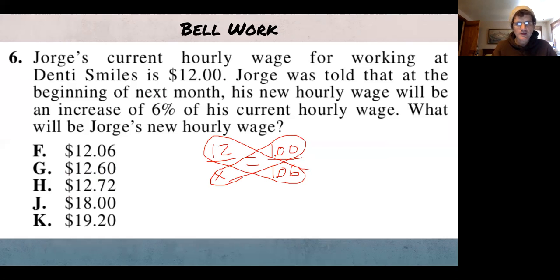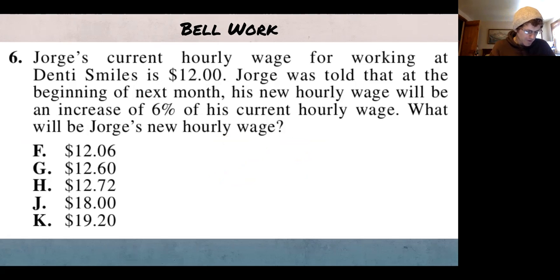Okay. So whichever way makes the most sense. Whichever way you were able to think through it, this is your answer. And there we go.